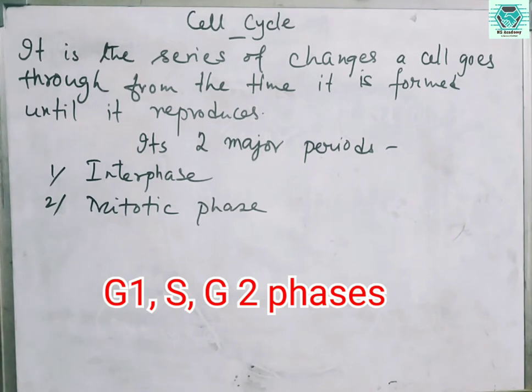So in the next diagram, you can see the actions or the functions which take place in the three phases G1, S and G2.